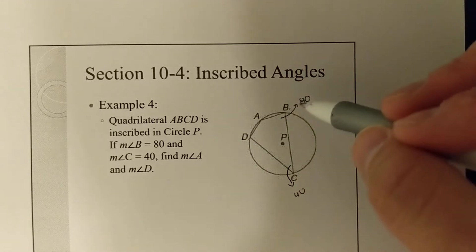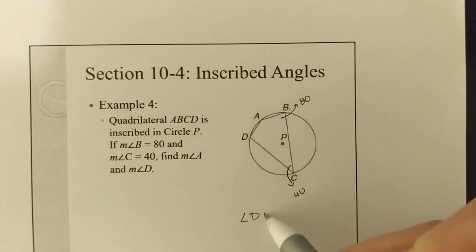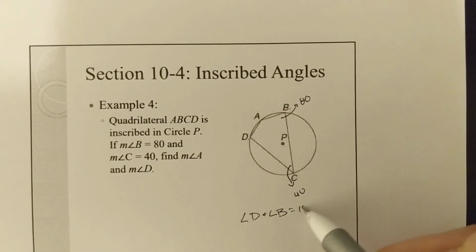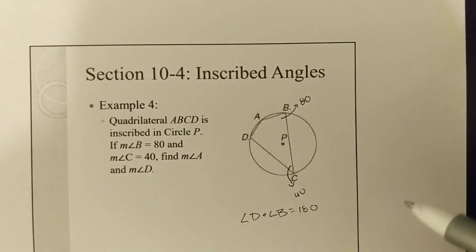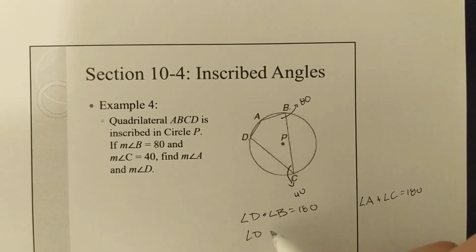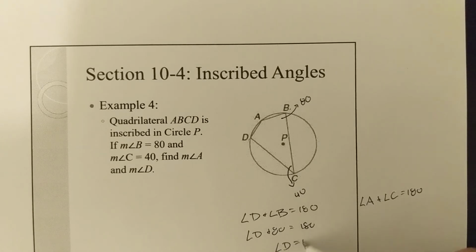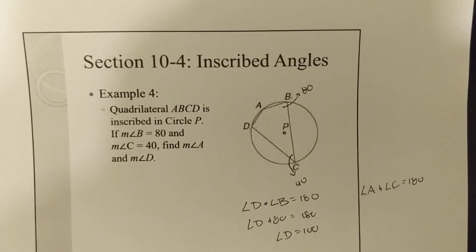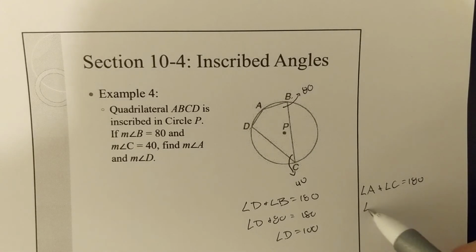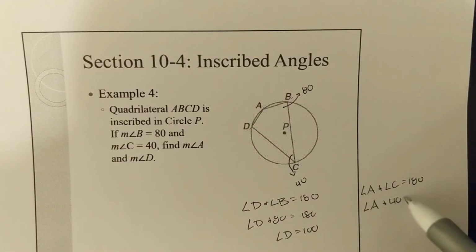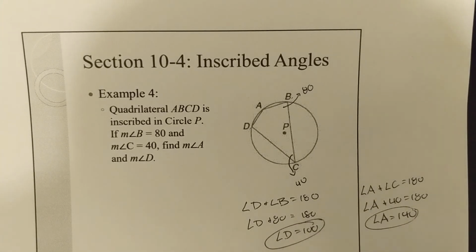So D plus B has to be 180. So I can say this, angle D plus angle B has to be 180. And the same thing is true for the AC pair. Angle A plus angle C also has to be 180. So if angle B is 80, angle D must be, off the bottom, 100. And over here, angle A plus 40 is 180, which means that angle A must be 140, subtract across. So there's your angle A, there's your angle D.